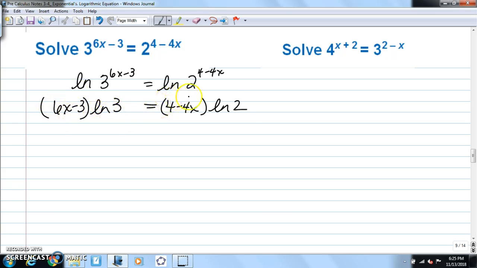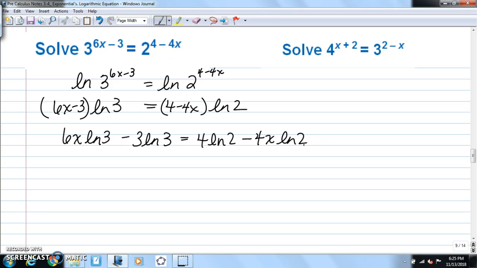Well, we actually have to multiply through here and distribute because we need to get our x's together. So we're going to have 6x times the natural log of 3 minus 3 natural log of 3 equals, distribute your natural log of 2 here, 4 natural log of 2 minus 4x the natural log of 2. Get your x's on one side, so we have 6x the natural log of 3, and then I'm going to add 4x the natural log of 2. I have this on this side, 4 natural log of 2, but I'm going to add the 3 natural log of 3 to this side.